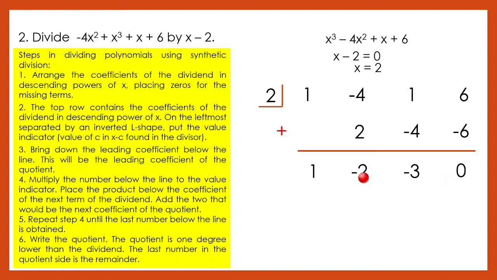And then, for the last step, write the quotient. Yung quotient ay 1 degree lower than the dividend. Ang degree ng dividend ay 3, so ang degree nito ay 2. So, we have x squared. Bakit x squared na lang? Kasi ang coefficient niya ay 1, so meron tayong invisible 1. X squared minus 2, ang next na variable is x, and then, minus 3. Therefore, the quotient is x squared minus 2x minus 3. Okay, let's have another example.